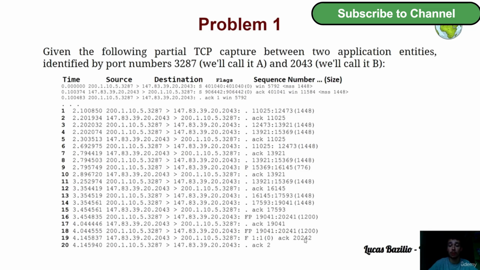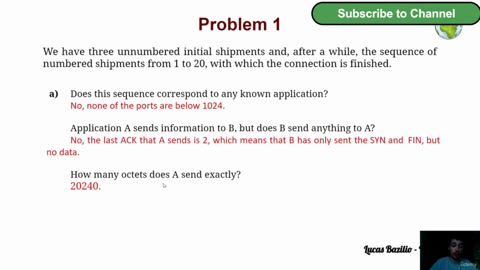So how many bytes of data? Well, this value minus 2, because keep in mind that this confirmation number also includes +1 of the synchronization and +1 of the finalization, right? So if we subtract, 20,242 minus 2 gives us 20,240. This is the total number of octets, of bytes, that A has sent to B.